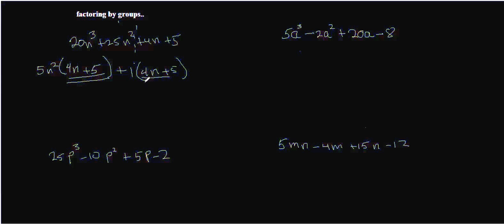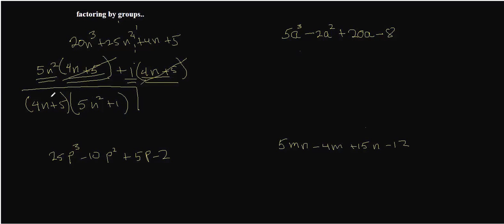And as you can see, we have something in common again, and what we do is just factor the common factor again. So we get 4n plus 5. If you remove those out of the way, you can see what's left over is the 5n squared and then the positive 1 right there. Then we have a nice pair of binomials, which are not factorable. 5n squared plus 1 does not factor. This is prime. And that's all you can do with this example.